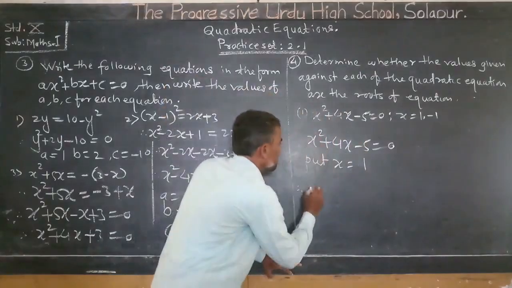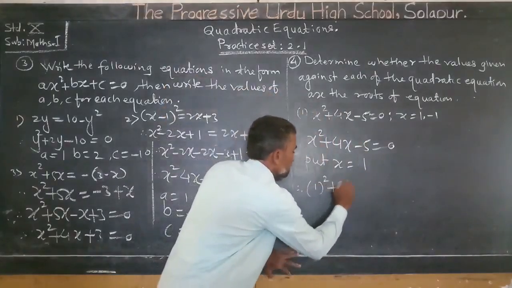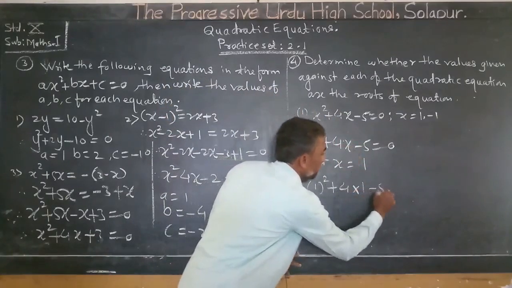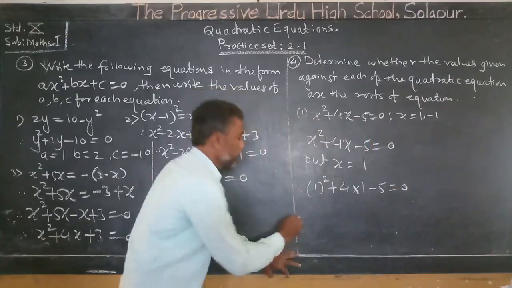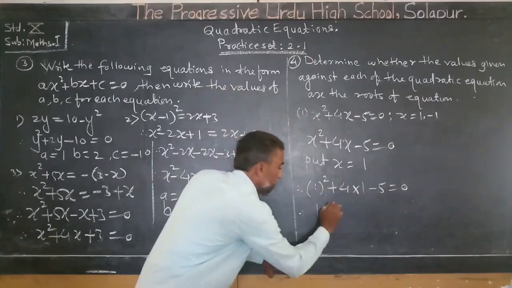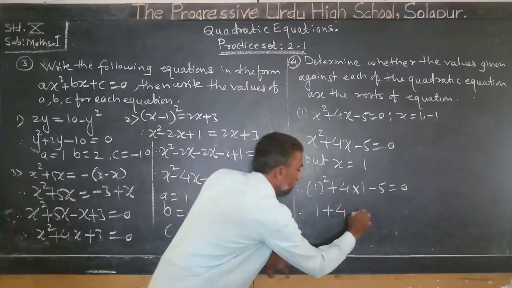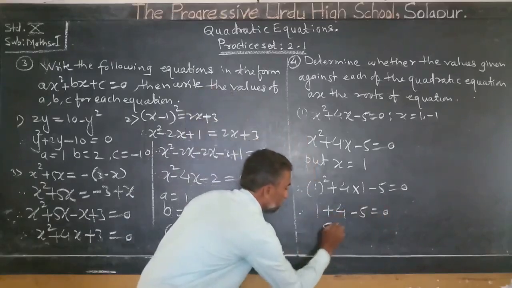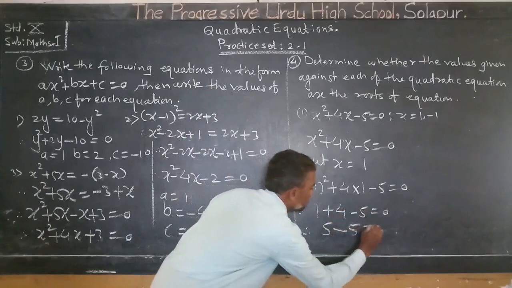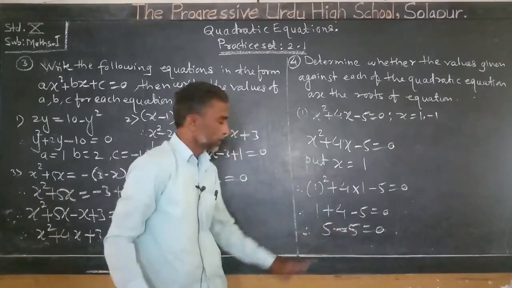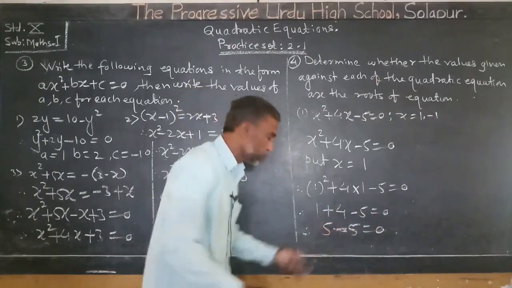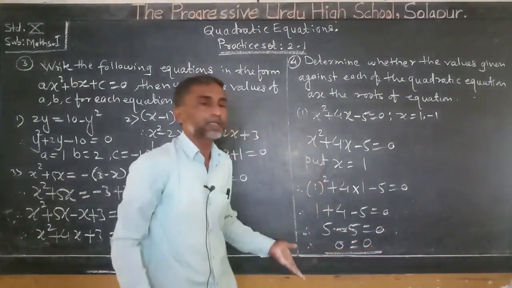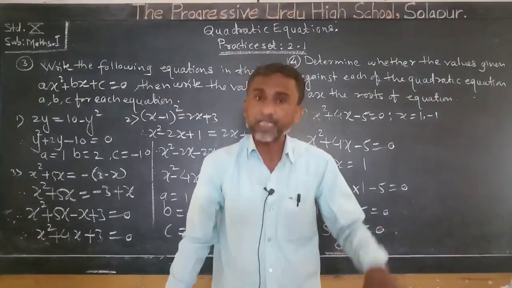Therefore, 1 square plus, value of x is 1, put 1, 4 into 1 minus 5 is equal to 0. Therefore, 1 square 1, plus 4 into 1, 4, minus 5 is equal to 0. 1 plus 4, 5, minus 5 is equal to 0. 5 minus 5, 0. Therefore 0 is equal to 0. That means the equation is satisfying.